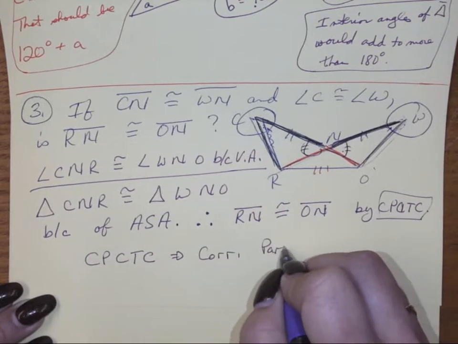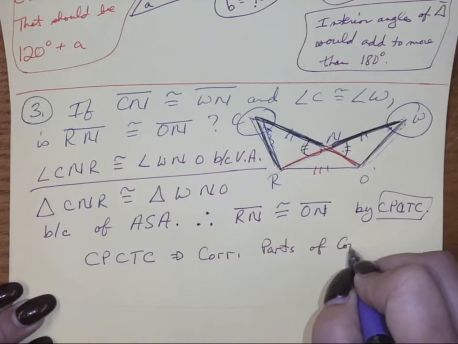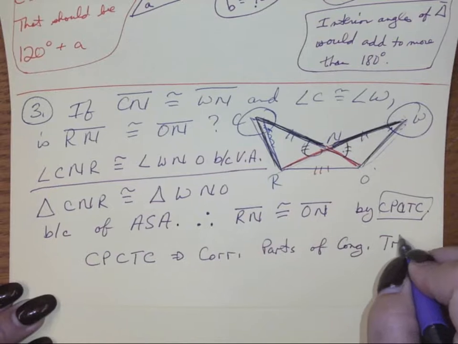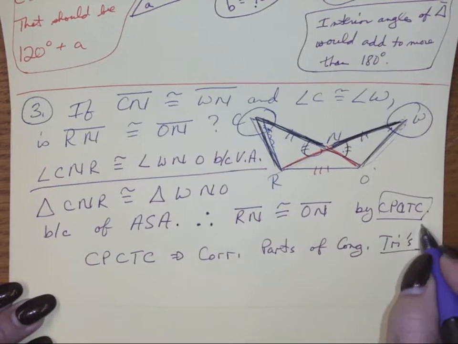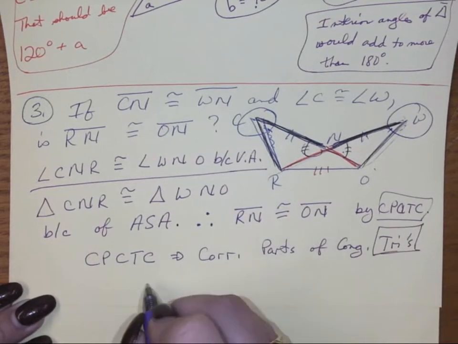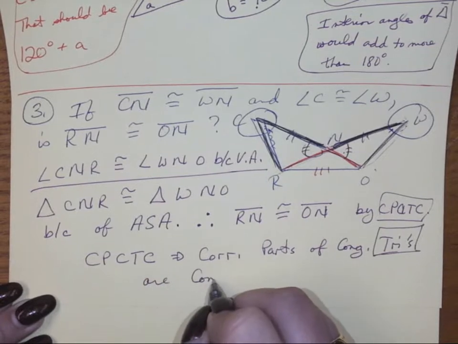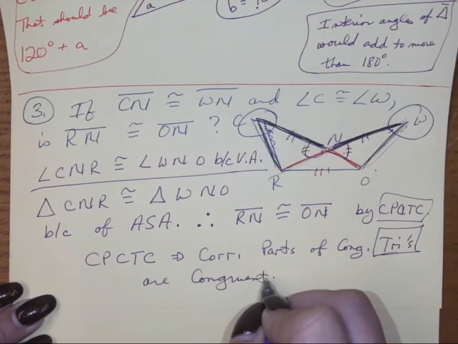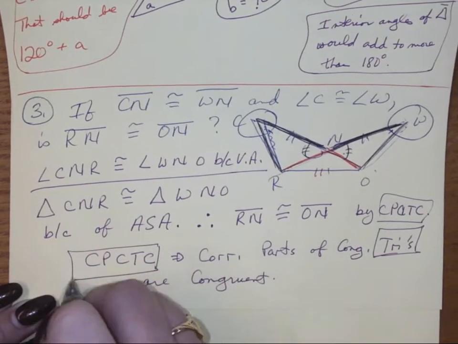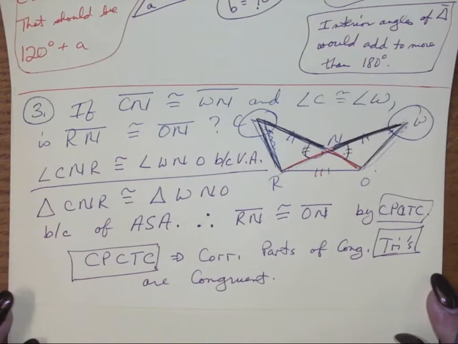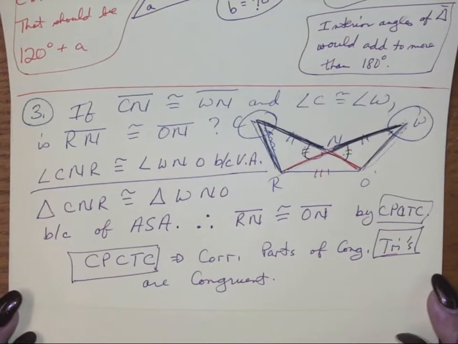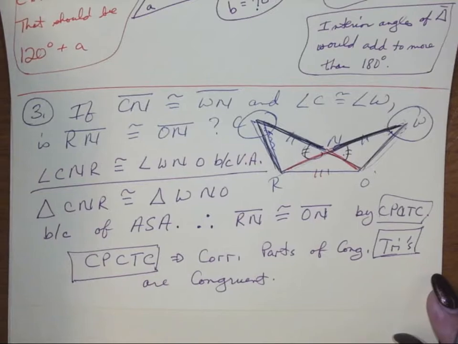Corresponding parts of congruent triangles. And remember that this can be any polygon, if they are congruent. That's a lovely little conjecture. We use it all the time. So CPCTC. Use him and love him. He's not going anywhere. Okay, so that's number 3. All right, moving on.